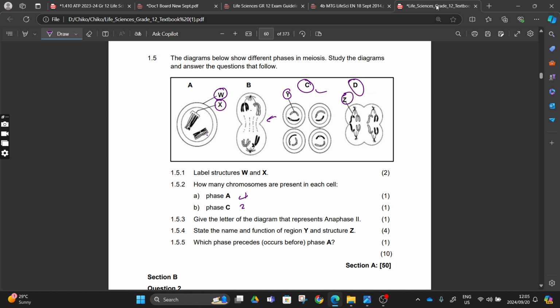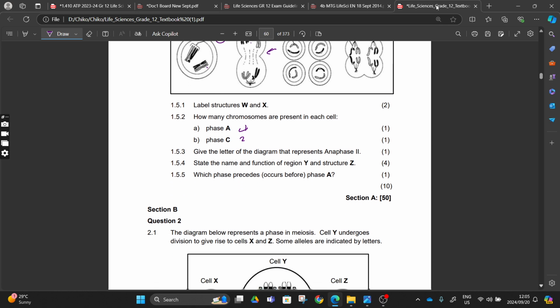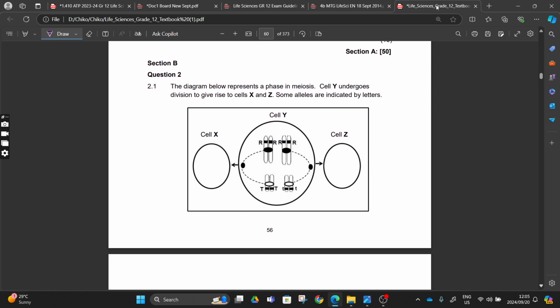Which phase precedes, or occurs before, phase A there? It will be interphase, right? The one that we don't talk much about, the preparation of a cell. And then that one will be prophase.